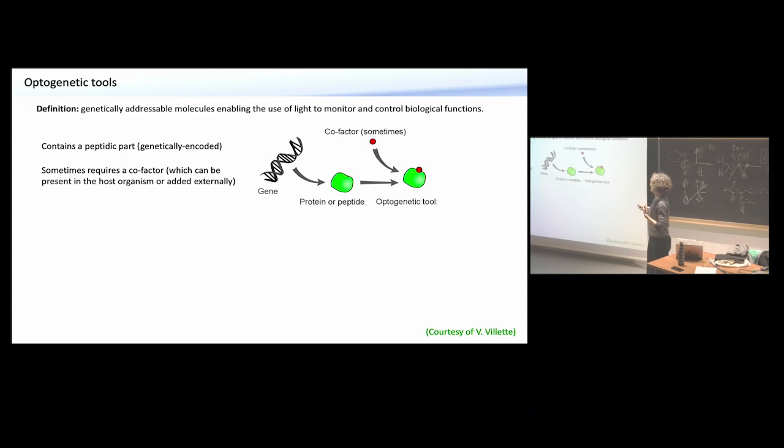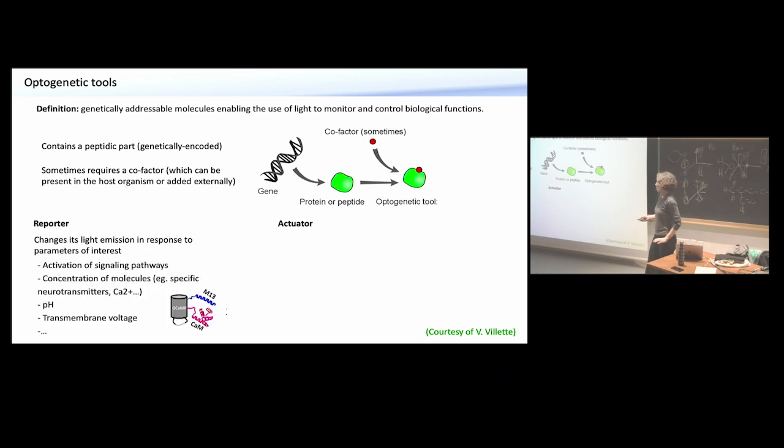And sometimes you need a cofactor that could be there or not be there. Sometimes you need to introduce it. Sometimes there is no cofactor needed. And then you have your optogenetic tool that is sensitive to light. And you can do different things with this optogenetic tool. You have either reporter or actuator. I'm not going to go too much into details, but reporters will change their light emission in response to parameters of interest.